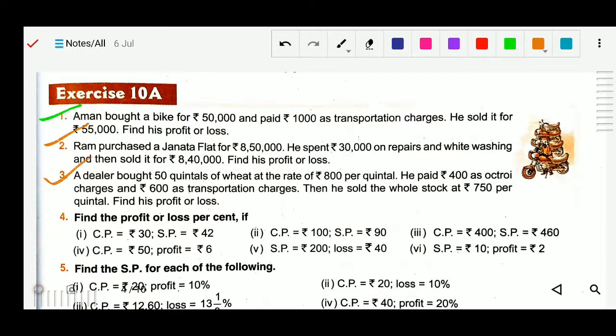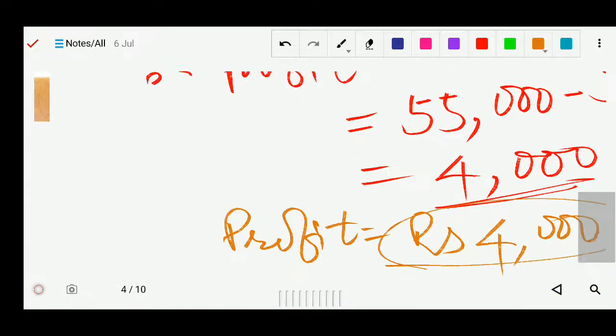A dealer bought 50 quintals of wheat at the rate of 800 per quintal. Means he bought 50 quintals, the cost of one quintal is 800, and he paid 400 as octroi charges and 600 as a transportation charge. He sold the whole stock at rupees 750 per quintal. Find his profit or loss. So this question number 3 we will solve.